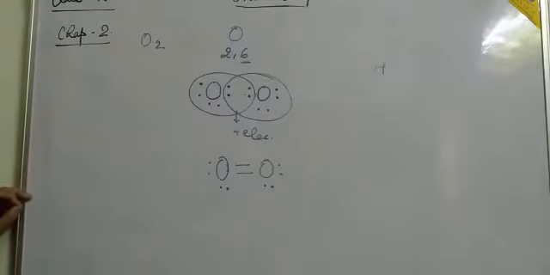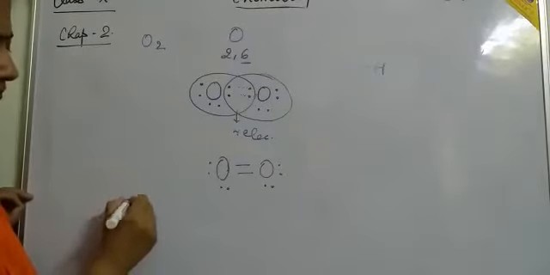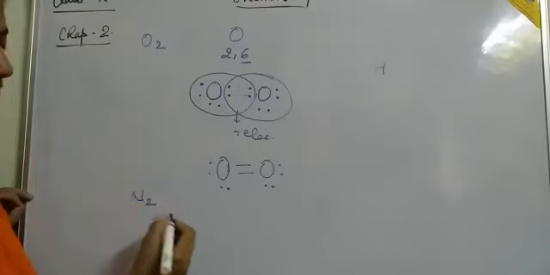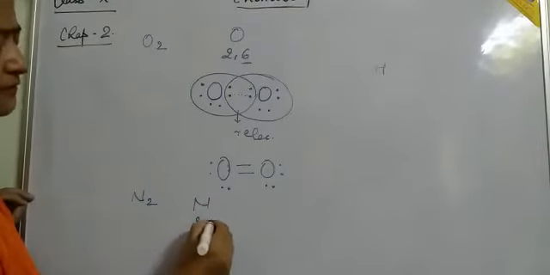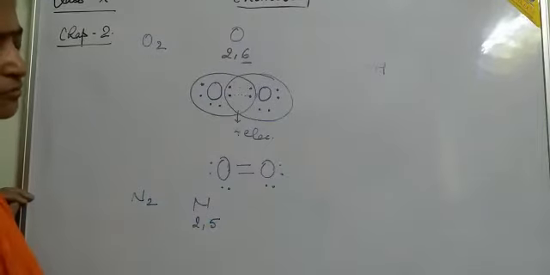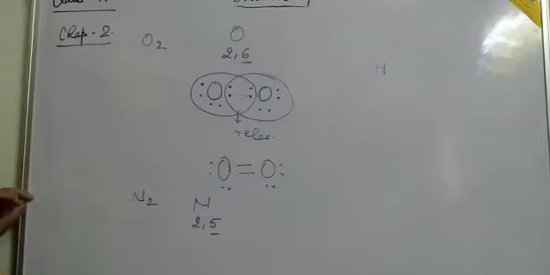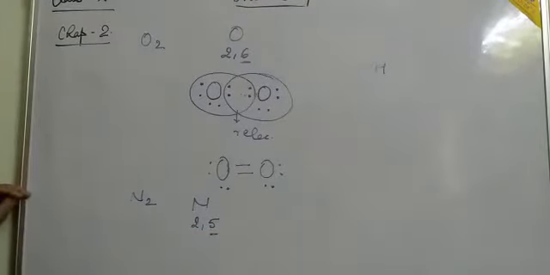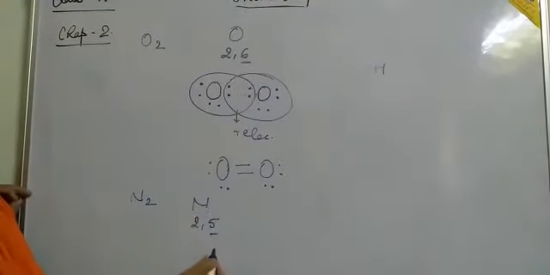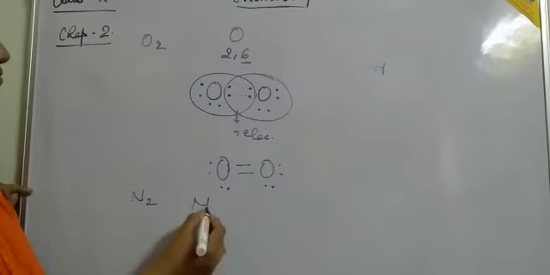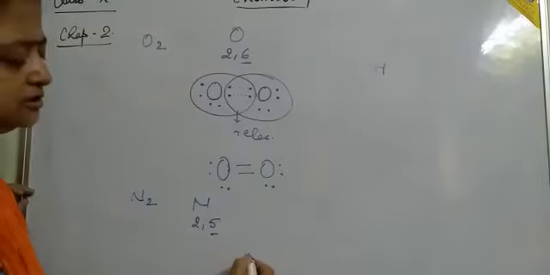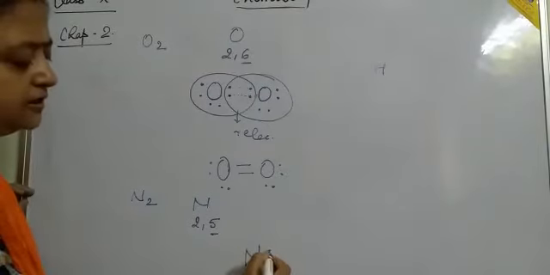Next example is nitrogen. Nitrogen, its configuration is 2, 5. So its outermost shell contains 5 electrons. How many electrons does it need to complete its octet? It needs 3 electrons. So this nitrogen shares 3 electrons with another nitrogen.